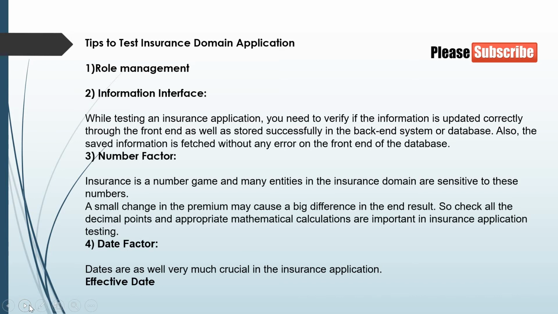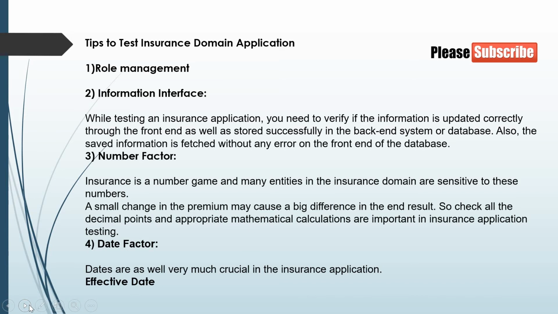If anything goes wrong in the real world, then the insurance company loses its faith in the market, and it becomes tough for them to continue their business. This will be a huge loss to the insurance company. They may even lose their market standing. So software testing plays a very important role in insurance application testing.